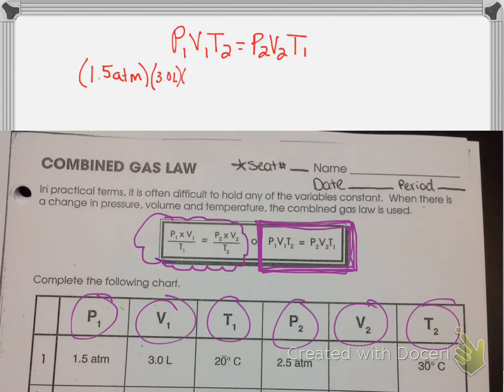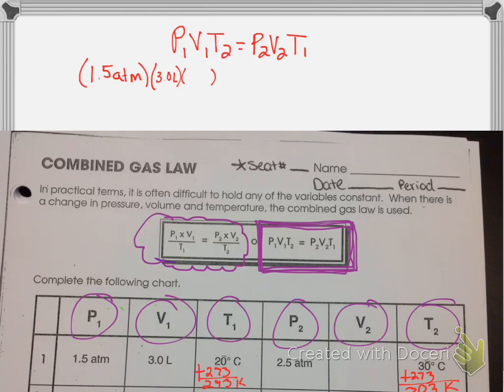But very, very important, remember with our gas laws, none of our temperatures can be in Celsius. They all have to be in Kelvin. So what that means is we're going to add 273 to our temperatures. So that's 303 Kelvin for our T2. And while I'm here, I'm just going to go ahead and do that for my T1 so I don't forget. So 273 plus 20 is going to give me 293 Kelvin for my T1.